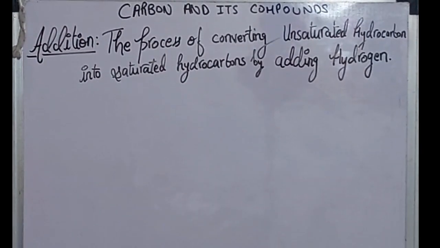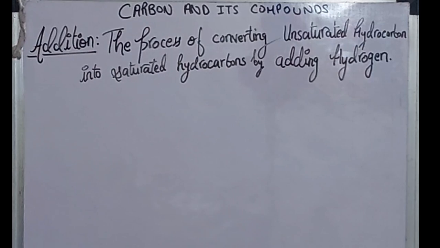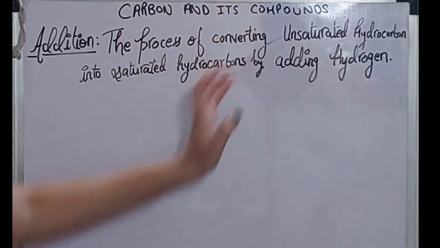In the previous video, we started with the chemical property of carbon, that was combustion. It means burning of carbon will give us carbon dioxide, water and a high amount of heat and light energy. But this is not the limit. We are going to learn more chemical properties of carbon and its compounds.